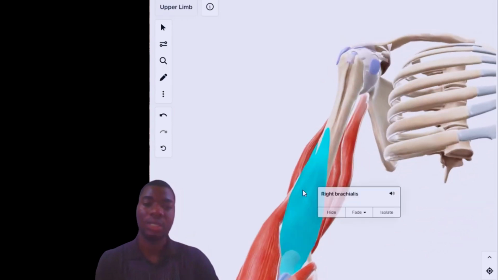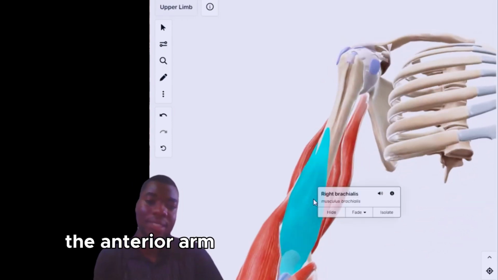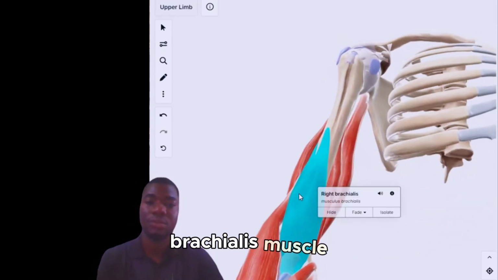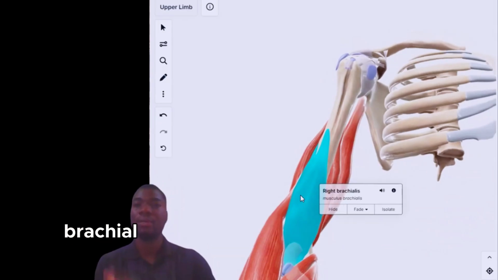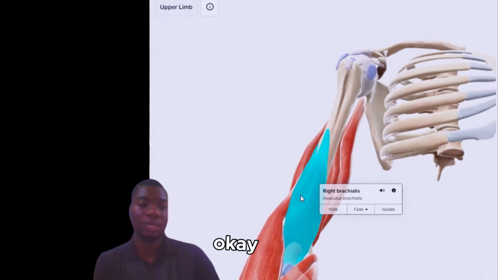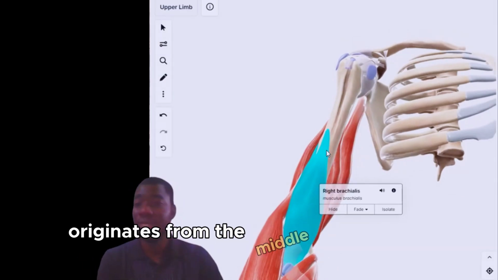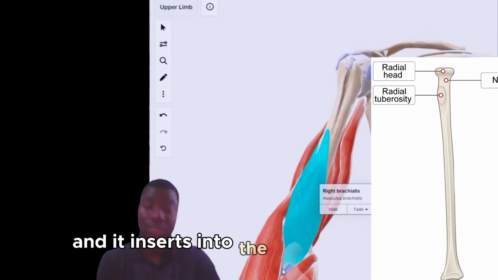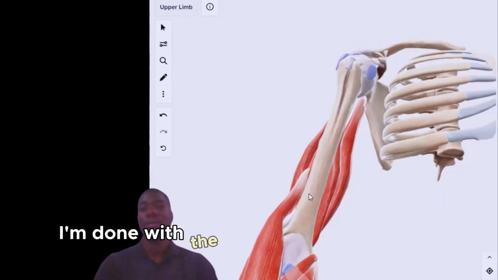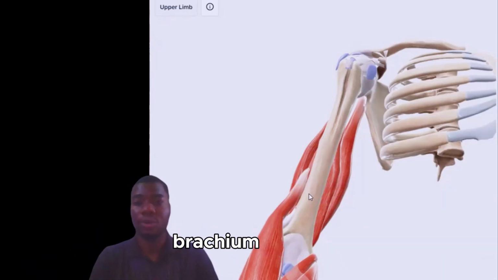The last muscle in the anterior arm is the brachialis muscle. So you see that all those muscles are brachial because we are dealing with the arm. The brachialis muscle originates from the middle shaft of the humerus and inserts into the ulna. We are done with the muscles in the anterior aspect of the brachium, or arm.